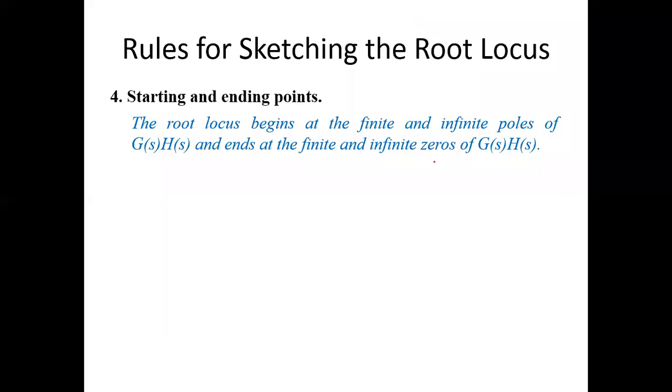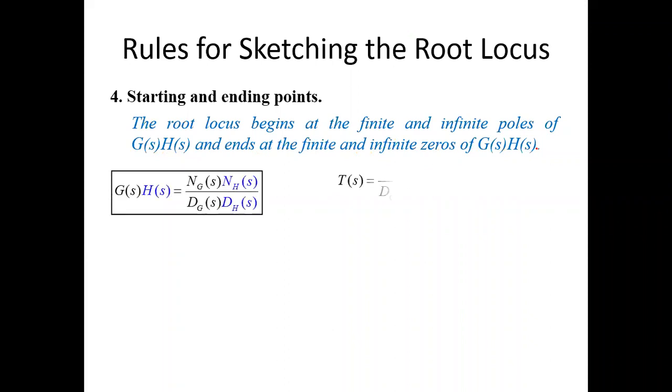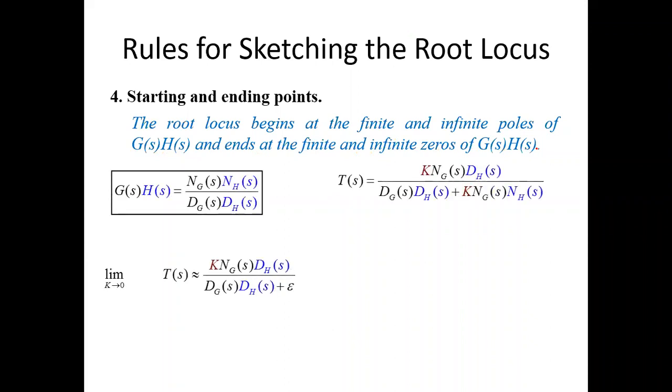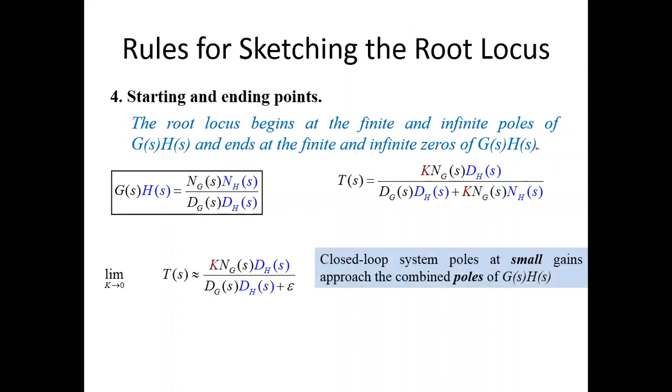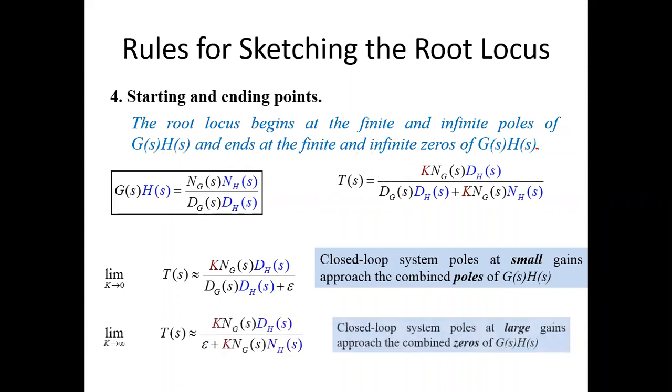the starting and ending point. The root locus begins at finite and infinite poles of G(s)H(s) and ends at finite and infinite zeros of G(s)H(s). So we will see all these rules in the next examples.